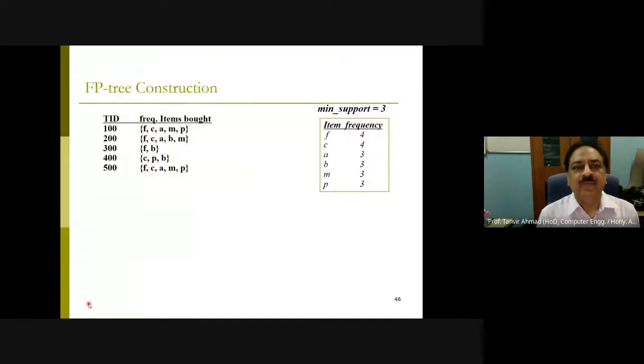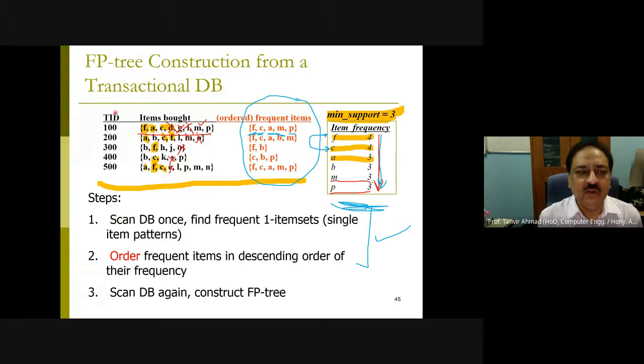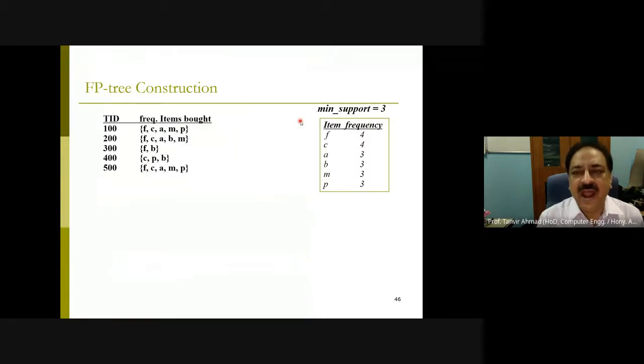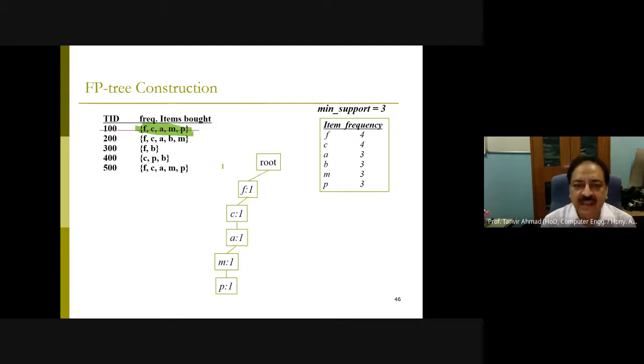Fine. Now, let us see how you are going to do the algorithm. This is the database which I have trimmed down, and from this TID and this one, I just copy over here and I am now generating the frequent pattern tree. With the frequent pattern tree, I take the first transaction, which is FCAMP, and I make a branch from the root with FCAMP.